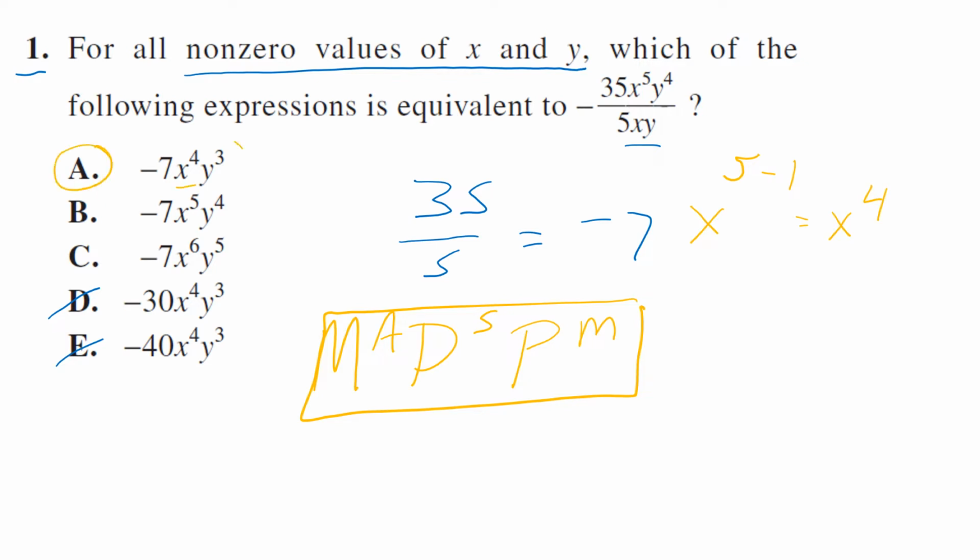We don't have to worry about the y. We could if we wanted. y to the 4th divided by y to the 1 equals y to the 3rd. So the answer is A.